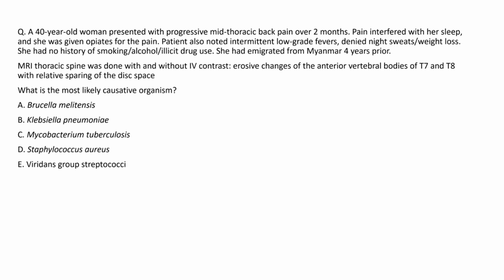She also noted intermittent low-grade fevers, denied night sweats and weight loss. She also had no history of smoking, alcohol use, or illicit drug use. She emigrated from Myanmar 4 years prior. MRI of the thoracic spine was done with and without contrast, showing gross changes of the intervertebral bodies, T7 and T8, with relative sparing of the disc space. What is the most likely positive organism?